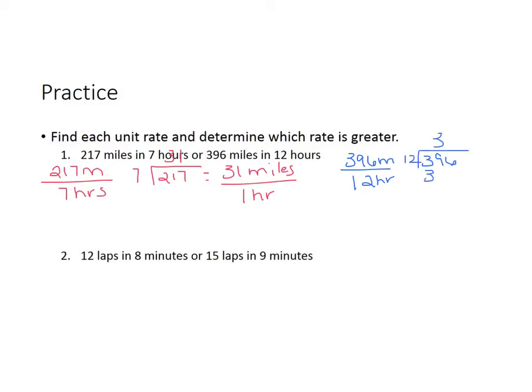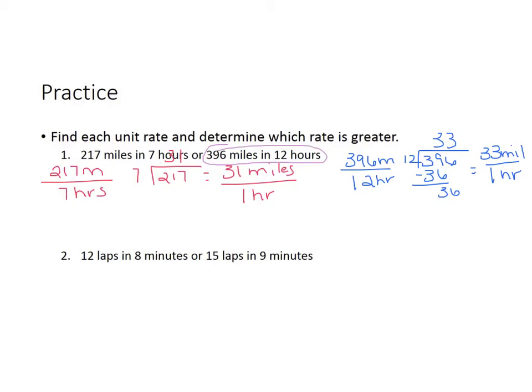Goes into that 3 times. 36, subtract 3. So that is 33 miles in 1 hour. Well, the one that actually goes the fastest would be the 396 miles in 12 hours, because they went 33 miles for every hour, whereas the other rate, they only went 31 miles for every hour.